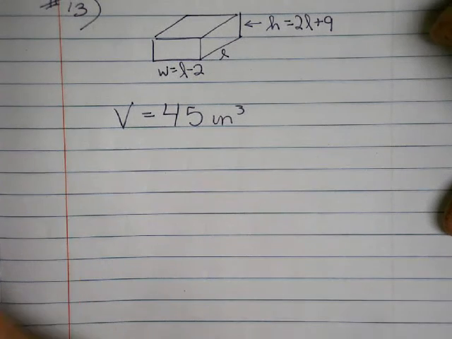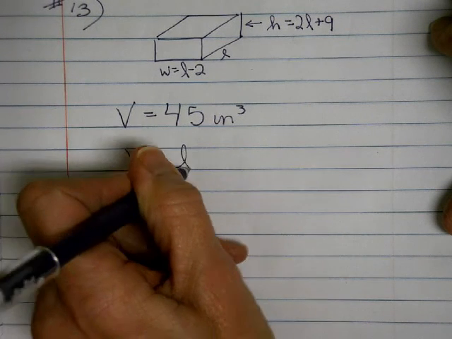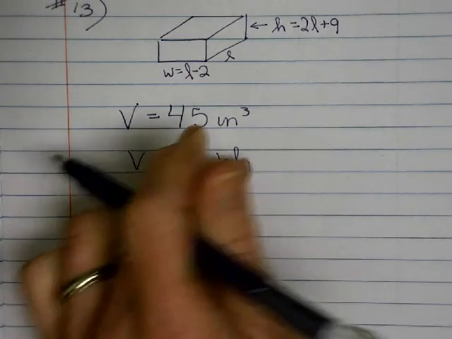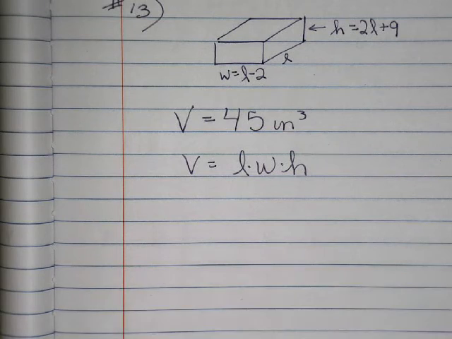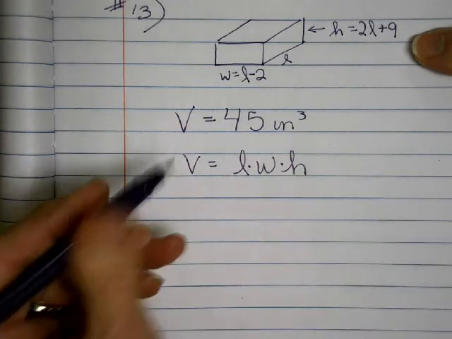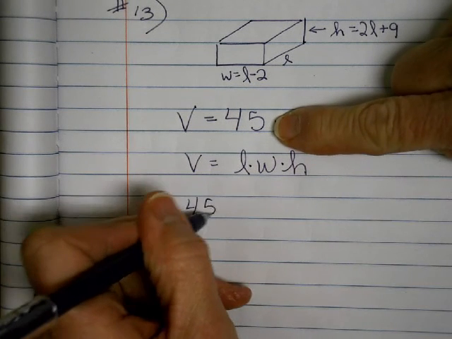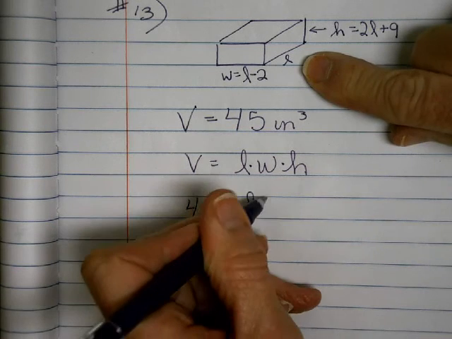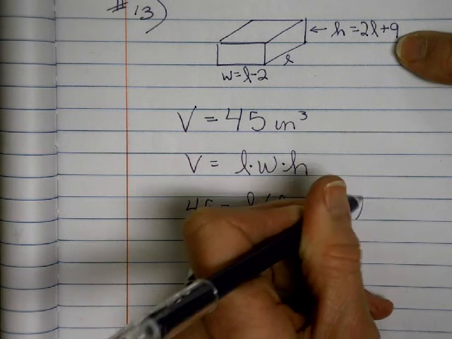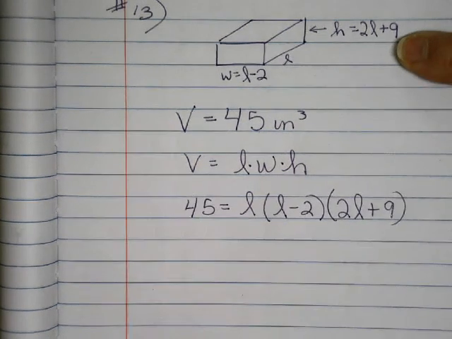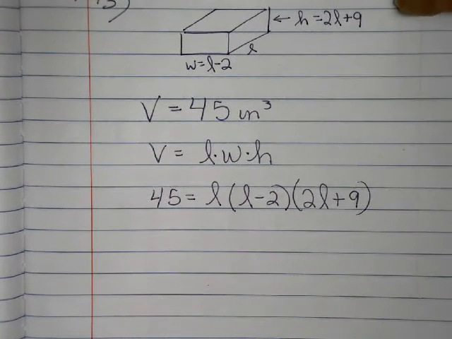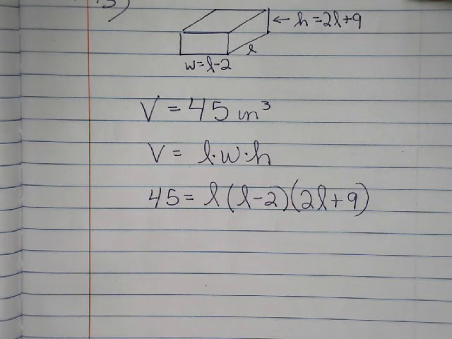And you know how to find the volume of a box, I hope. Length times width times height, one of my favorite calculations. And this is where the polynomial will come in. So you could substitute these with the other expressions for volume was 45, length was length, width was length minus 2, and height was 2 times the length plus 9. Yeah. Looks like a good ACT problem.